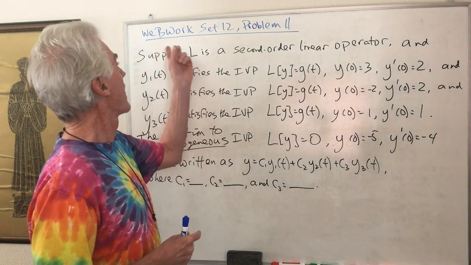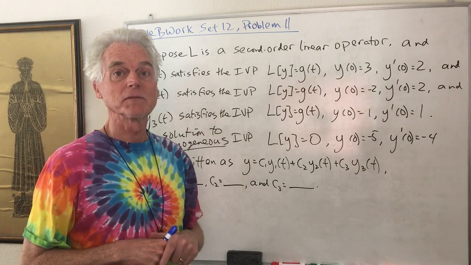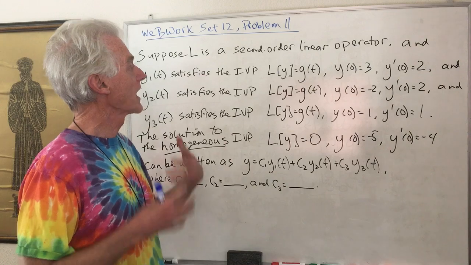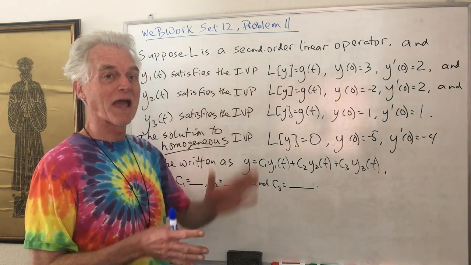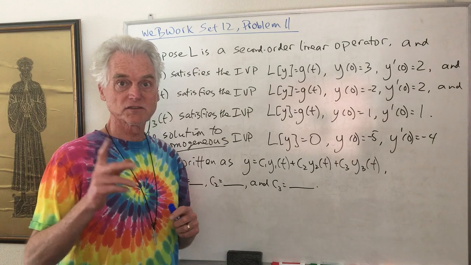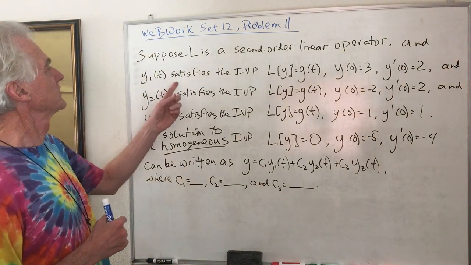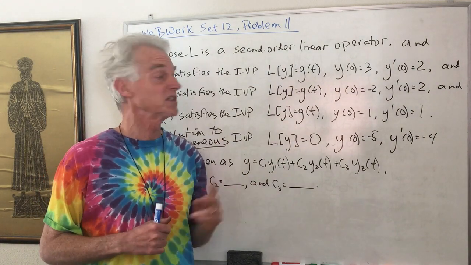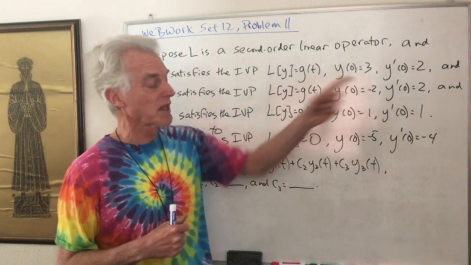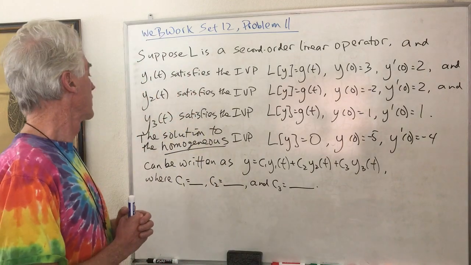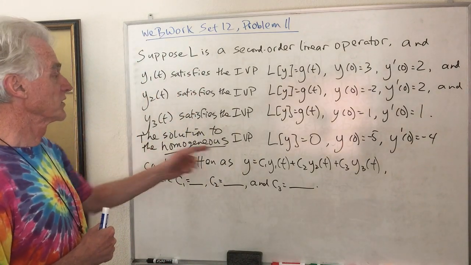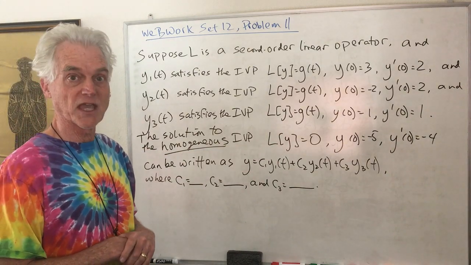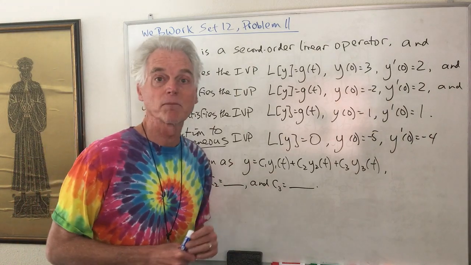And today I want to talk about set 12, problem 11. Now this is kind of a theoretical problem, but I think it's a really good one to talk about the power of linear operators. Okay, so the idea is you have three solutions to this non-homogeneous ODE with the g of t on the right-hand side. They all have initial conditions. And we want to find a solution to this homogeneous ODE with a 0 on the right-hand side. Okay, and we're going to be using the property of linear operators.